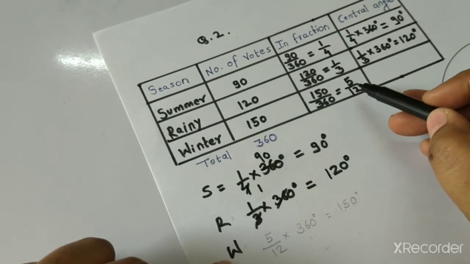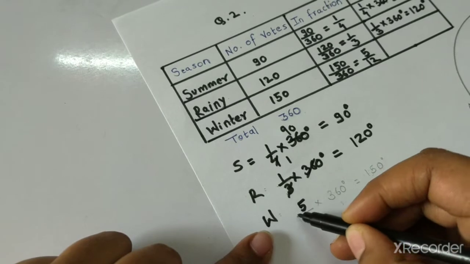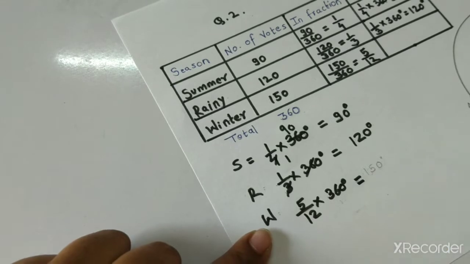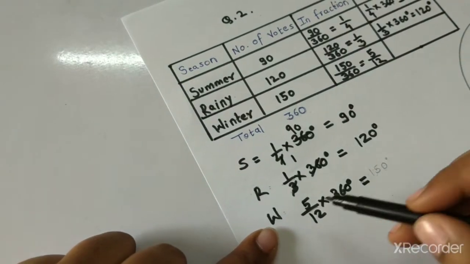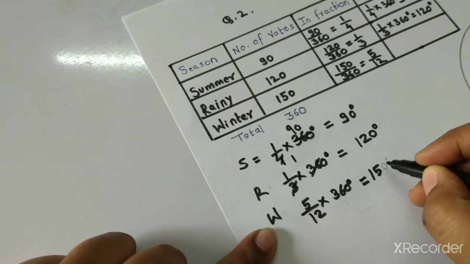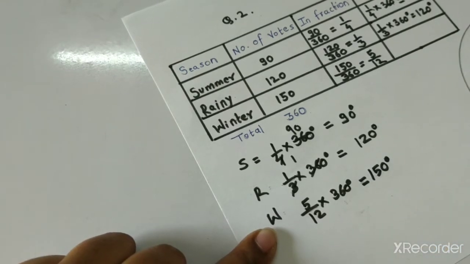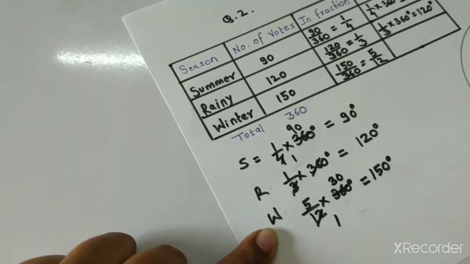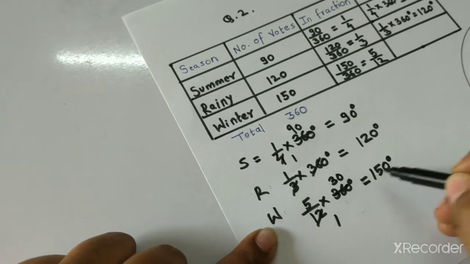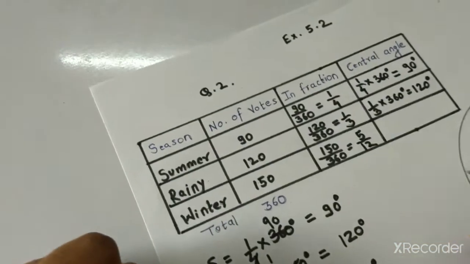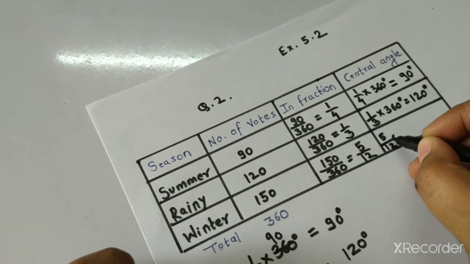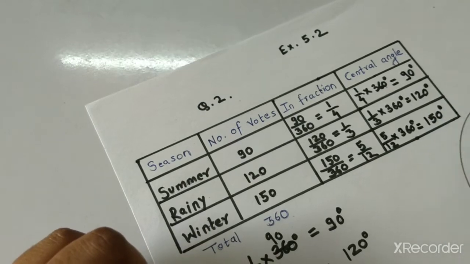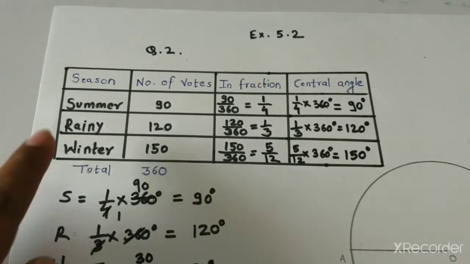The fraction we found was 5 upon 12. So again you will find 5 upon 12 of 360 degree, which is equal to how much? Right? So when you do the calculations, it will come to 150 degree. 12 1s are 12, 12 3s are 36, 0 as it is, 5 0s are 0, 5 3s are 15, that is 150 degree. So 5 upon 12 of 360 degree is equal to 150 degree. I hope this is clear now.